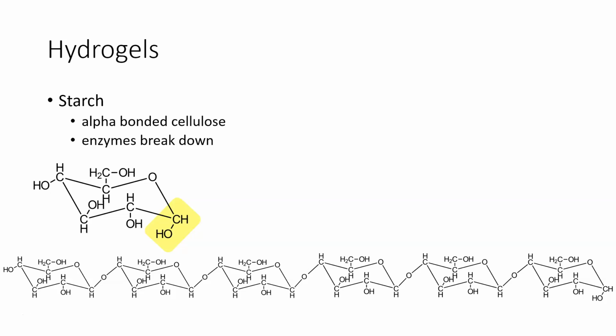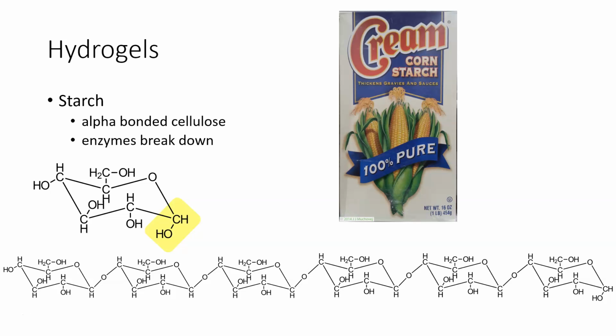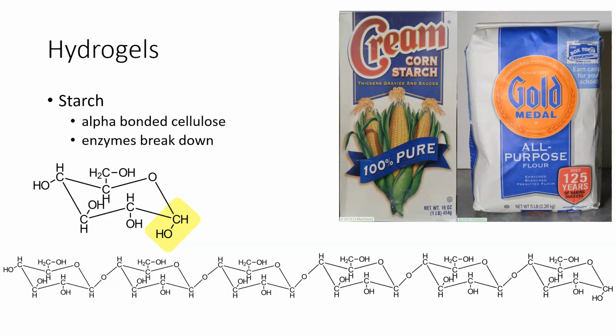The enzyme is called amylase. As it breaks it down into the glucose molecules, then the glucose molecules can be used for whatever it needs. Common sources include things like cornstarch, wheat flour. Cornstarch is probably one of the larger things.